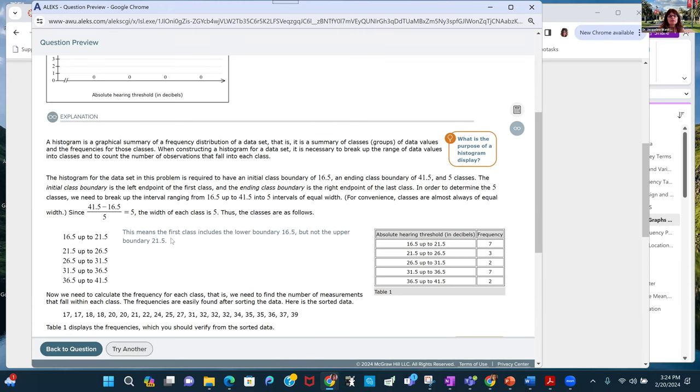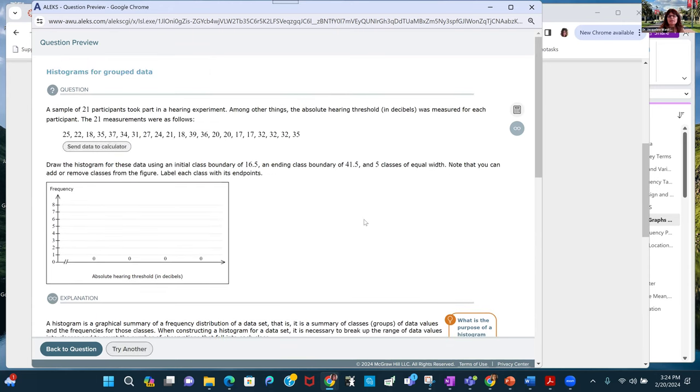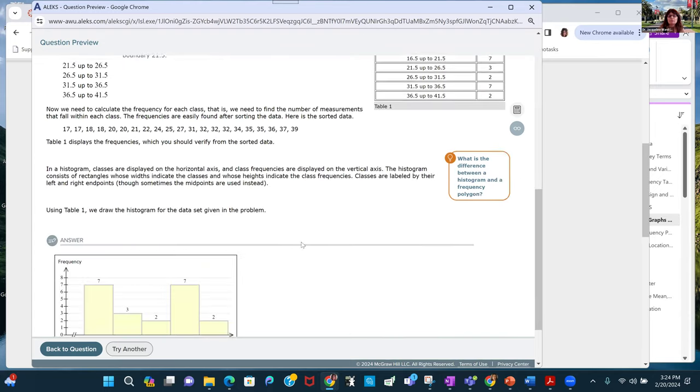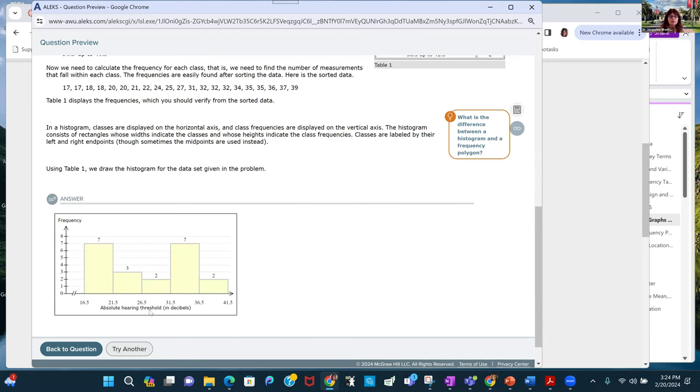And all the rest is the same. Then you're going to sort the data and see how many are in each class and pull up those bars.